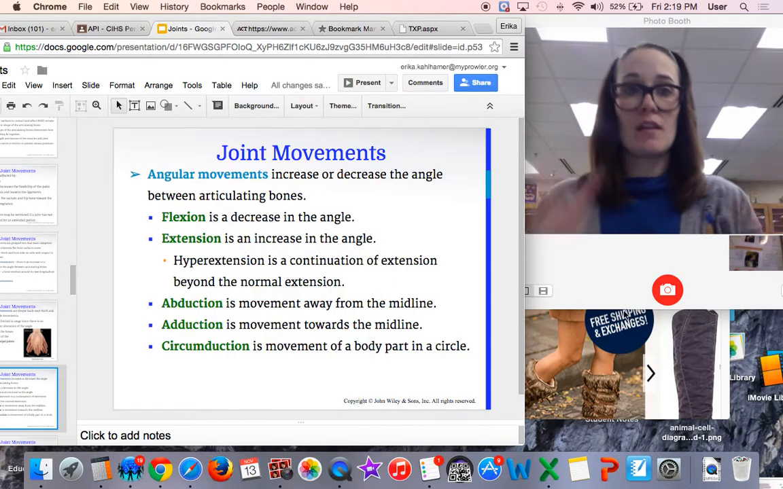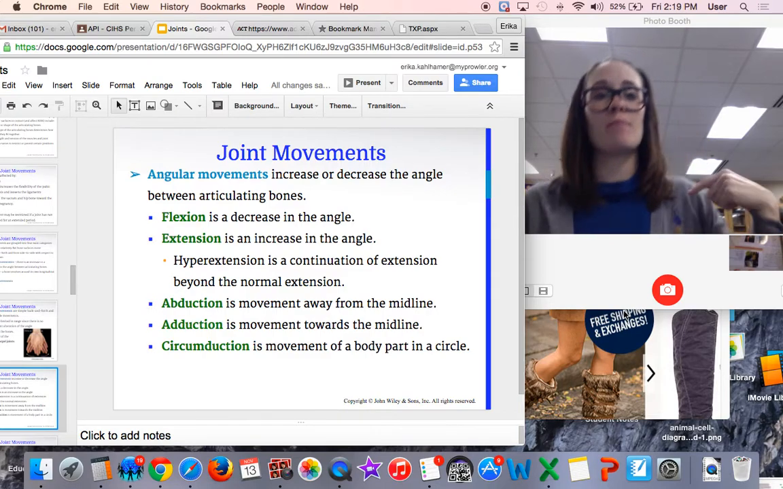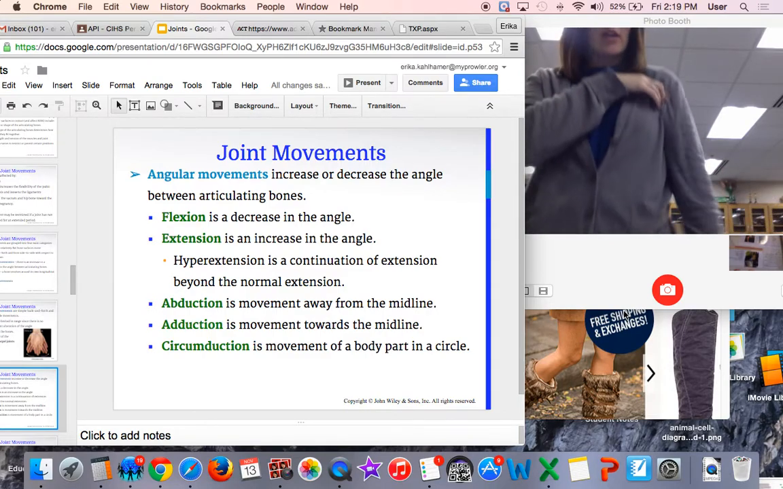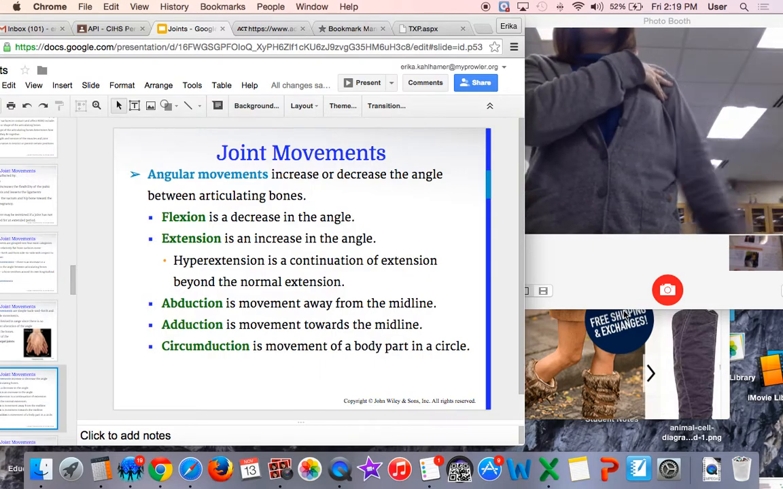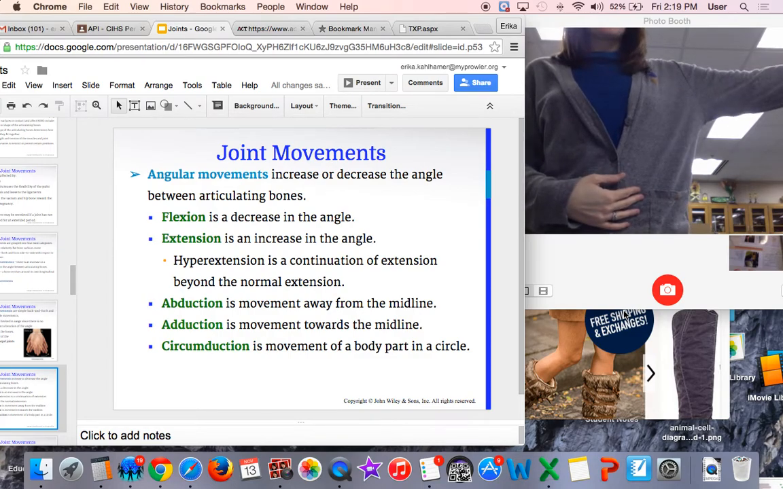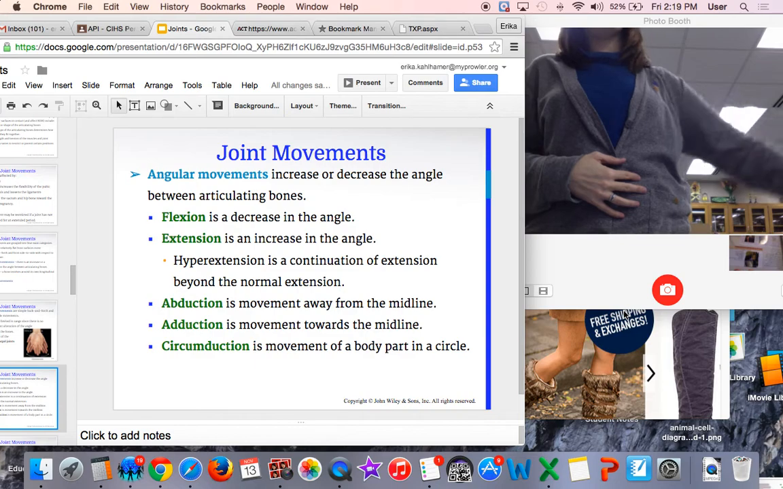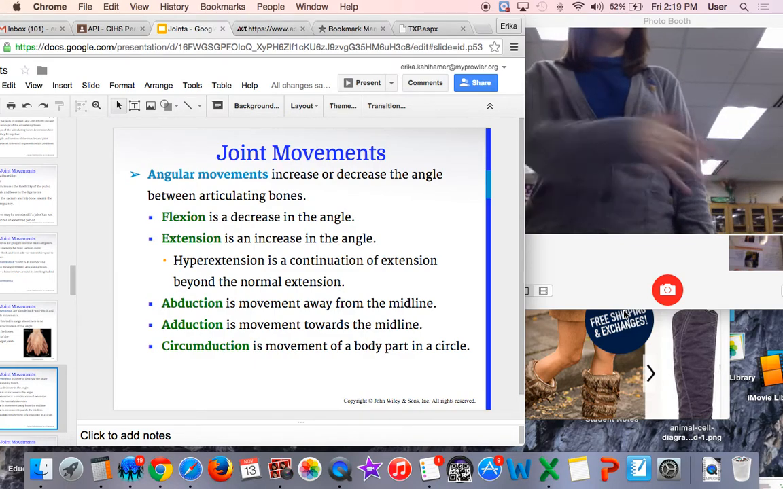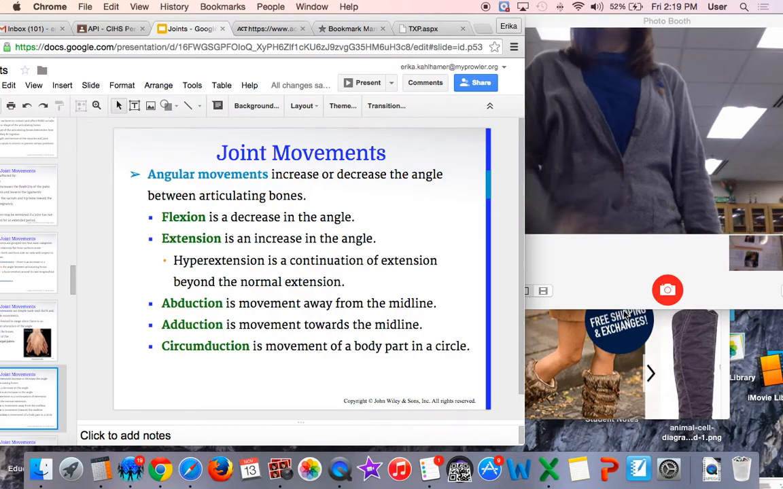Abduction. When you take something away, you abduct it. So it's a movement away from the midline. In my shoulder here, I'm abducting, moving the arm away from the midline where my buttons are of the body. When you adduct, you add to the midline. So moving that arm back down, you're bringing that angle closer to the midline.